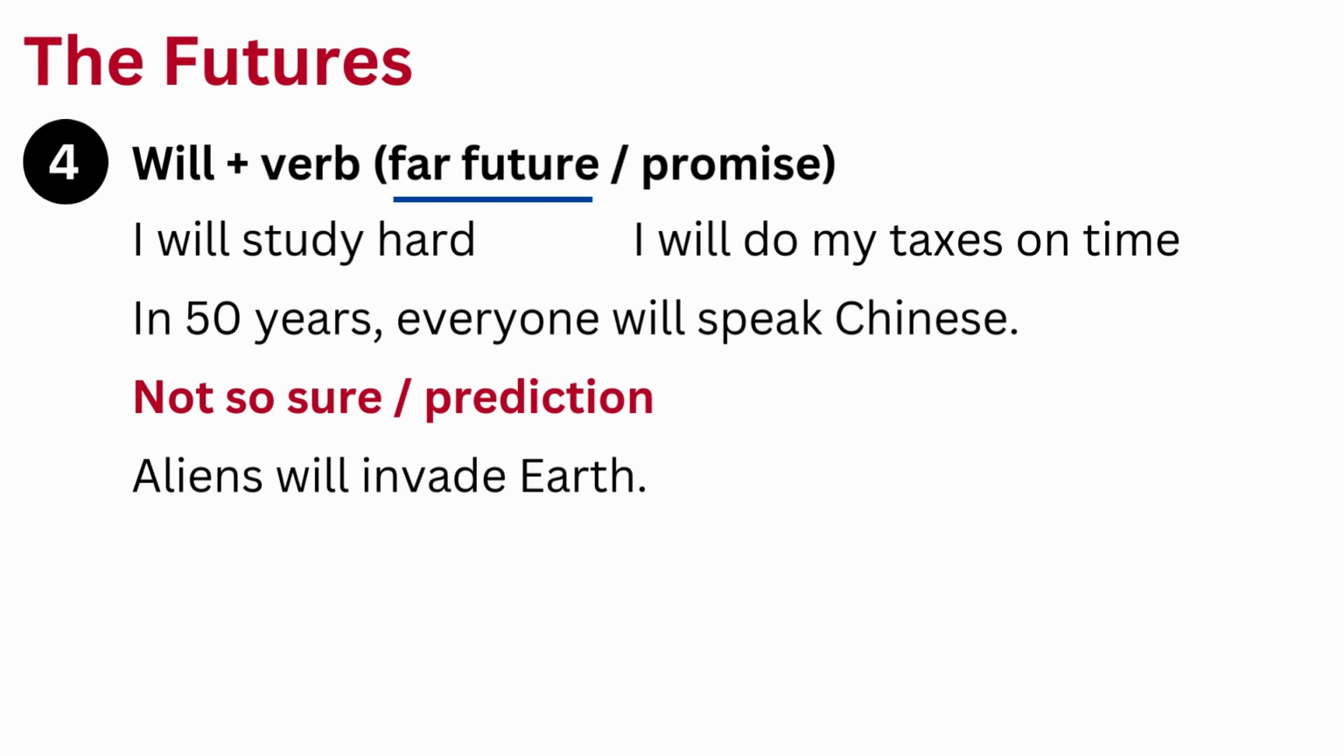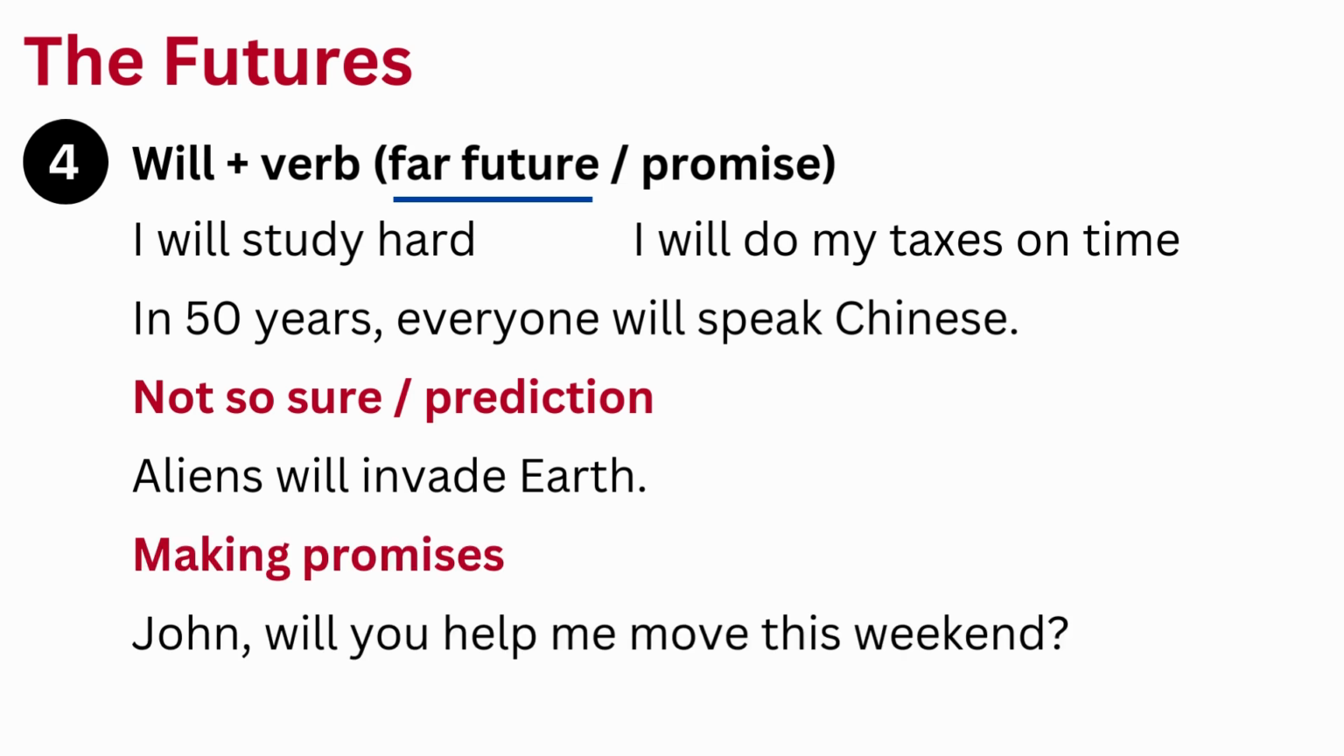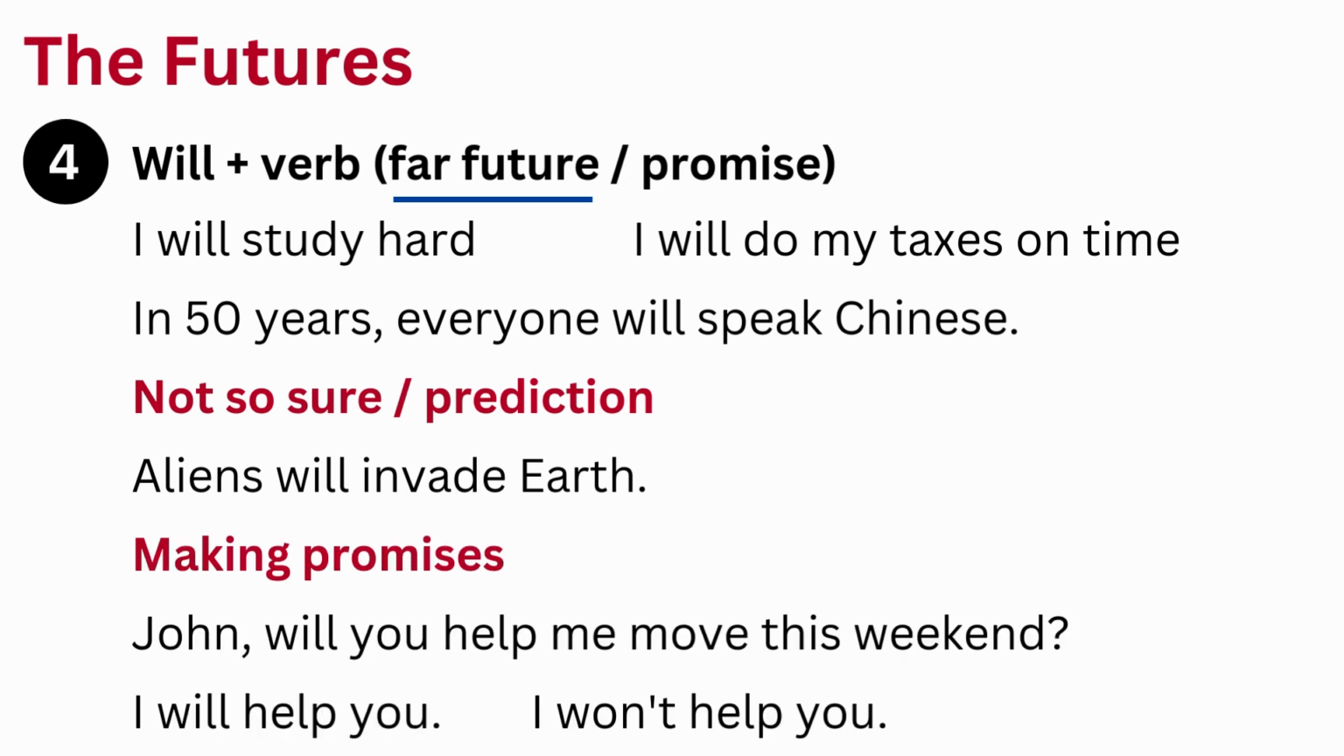We also use will when we are making promises. For example, if someone says, John, will you help me move this weekend? I will help you. It means I'm promising to help. Or maybe I don't really want to help the person. I might say, I won't help you. Won't is the negative form of will. So, I promise not to help.